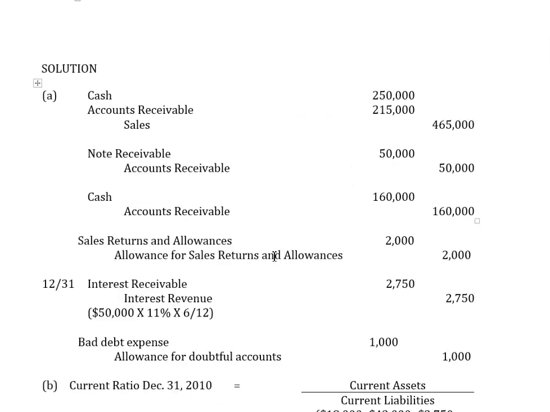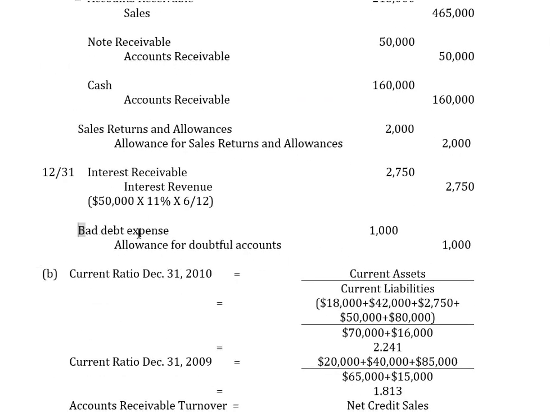what you need to do is go back and debit the bad debt expense and credit the allowance to top it up to $3,500. So we need to make an adjustment of $1,000. Now we're going to use what we did in 2010 and some of the end of the year balances at the end of 2009 to calculate our current ratio.